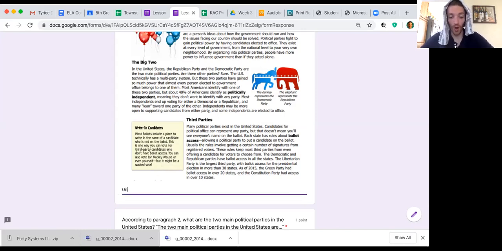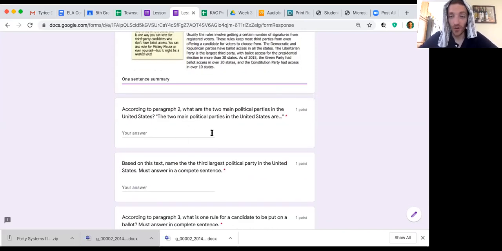Please write your one sentence summary here. According to paragraph 2, what are the two main political parties in the United States? This is your sentence starter: the two main political parties in the United States are, and write out that whole sentence.